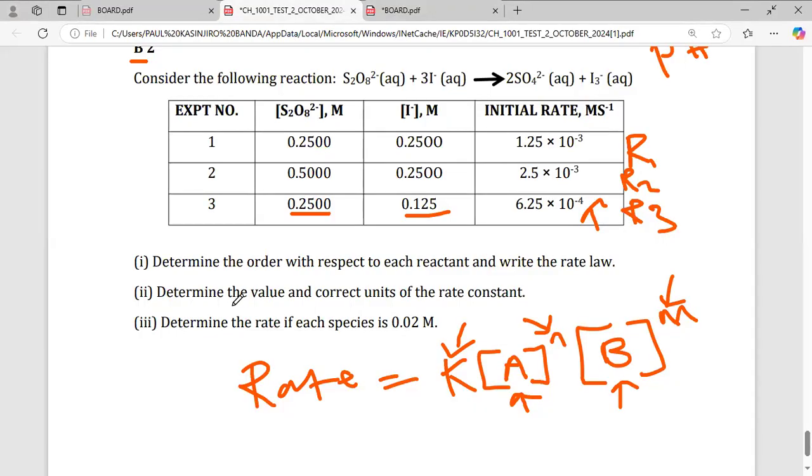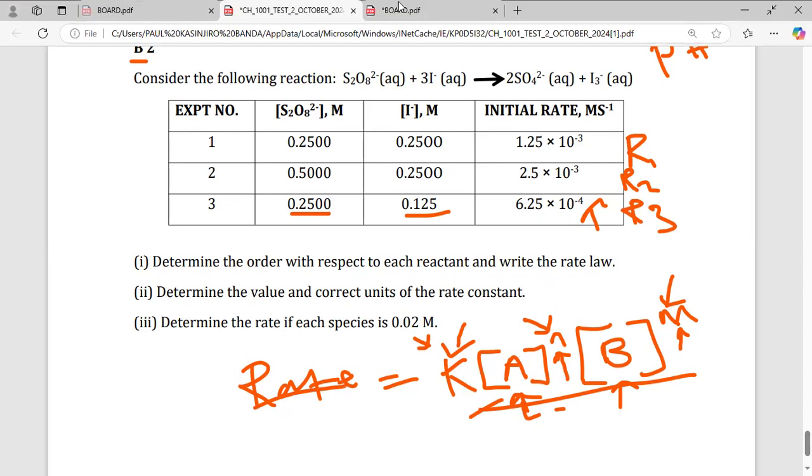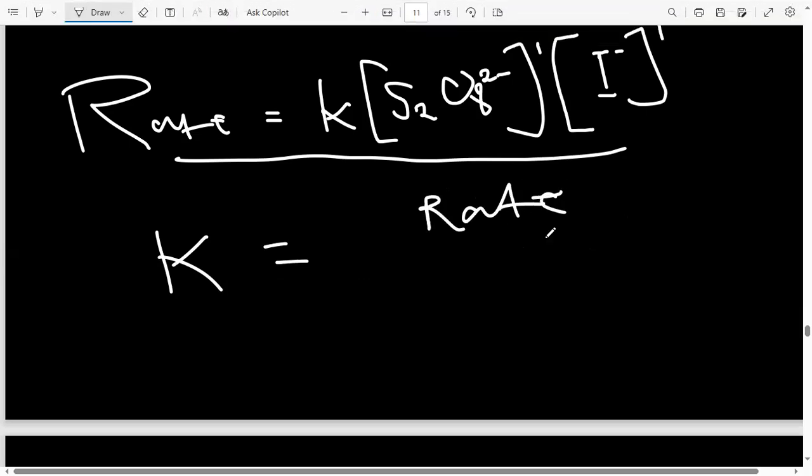Then the second one, they're saying determine the value and the correct units for the rate constant. Since we know the order of the first reactant and the order of the second reactant, we can choose any of these experiments to find the value of K. So how are we going to find the value of K? We're just going to divide the rate by these concentrations. So K is equal to rate divided by these concentrations here.